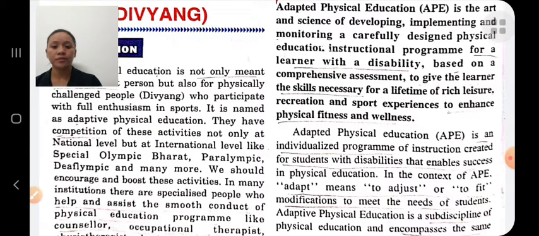Adapt means to adjust, to fit, or to modify physical education. Adaptive means adjusting or modifying the physical education program for disabled persons to meet the needs of the student. This adaptive physical education is a physical education program which has been adapted or modified so that it is appropriate for persons with disabilities, so that it meets the needs of the disabled person.